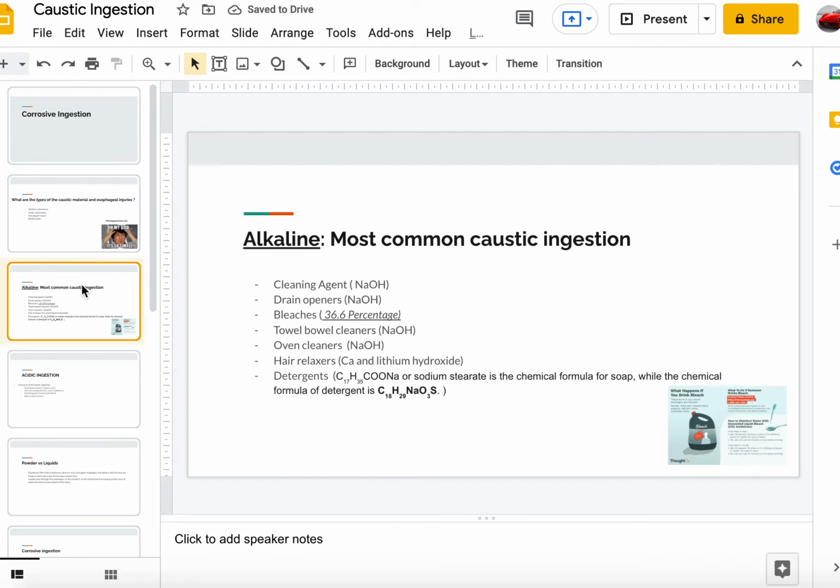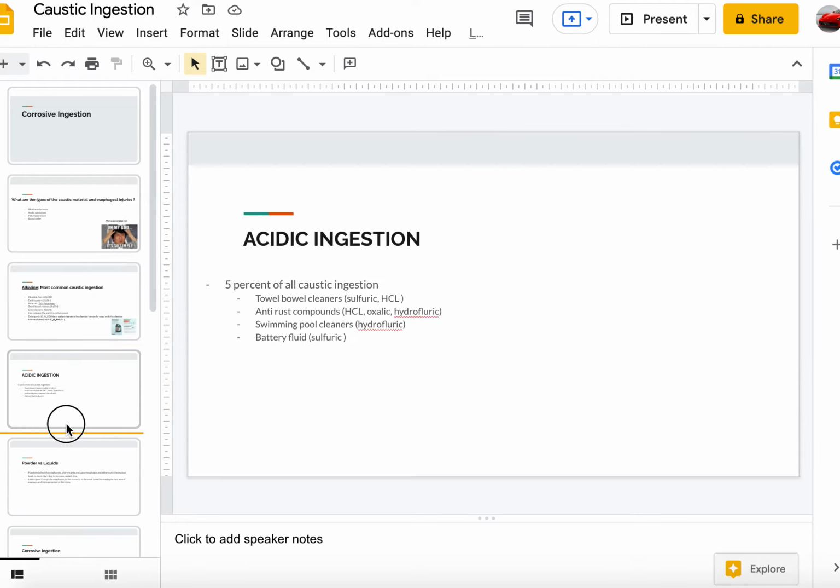We were talking about alkali, so those were, as we spoke about, bathroom cleaners, drain openers, toilet bowl cleaners, or cleaning agents. Bleaches are really, really important. But here, let's flip the switch and talk a little bit about the acidic ingestions. So acidic ingestions can be, again, toilet bowl cleaners. That can be sulfuric or hydrochloric acid. They can be anti-rust agents.